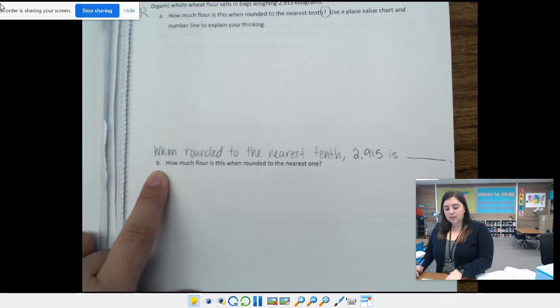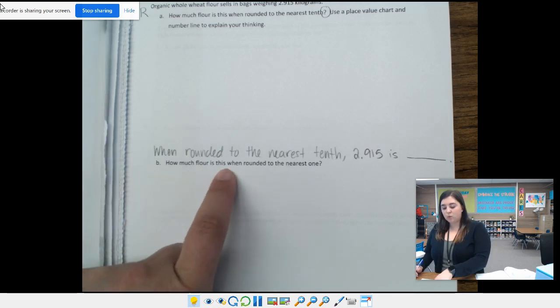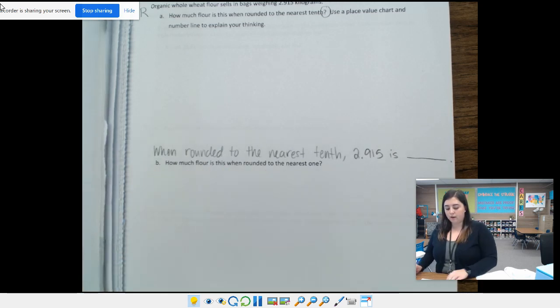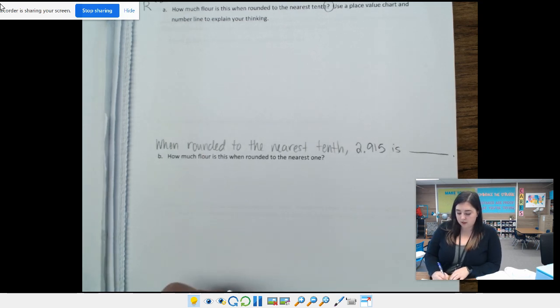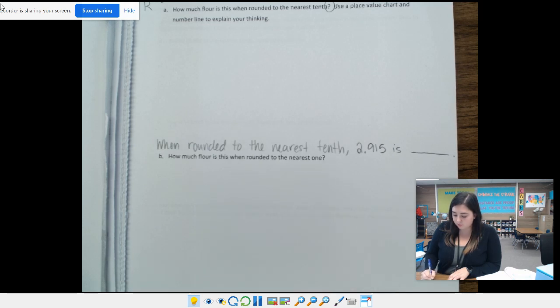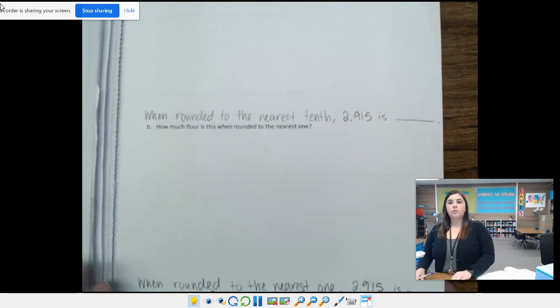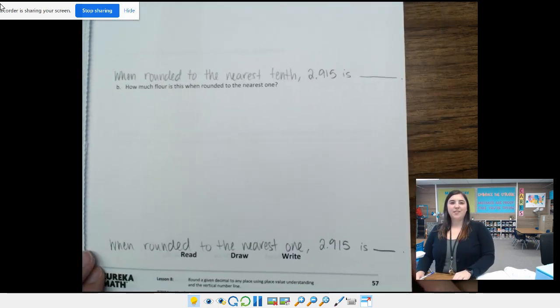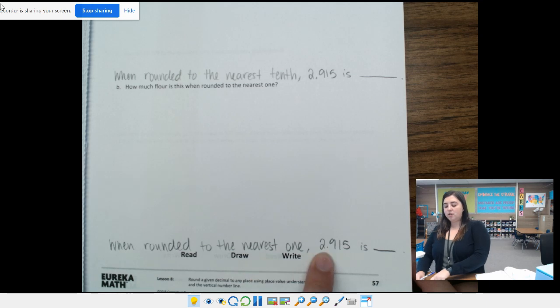And then B says, how much flour is this when rounded to the nearest 1? We use the same thing, a sentence. When rounded to the nearest 1, 2.915 is, whoop, you couldn't see that. There you go. When rounded to the nearest 1, 2.915 is blank.